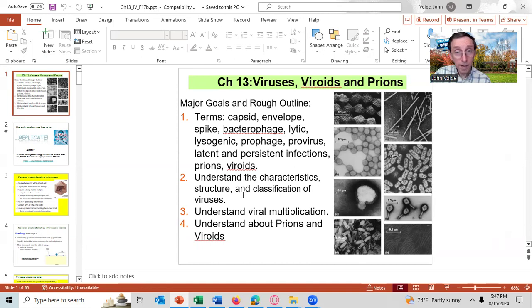All right, two, understand viral characteristics, come to know their structure, and the classification of viruses. Three, understand about viral multiplication. We'll talk about several viral life cycles, and the life cycle will be how the virus replicates. And then lastly, understand about prions and viroids. Any questions about this major goal and rough outline?